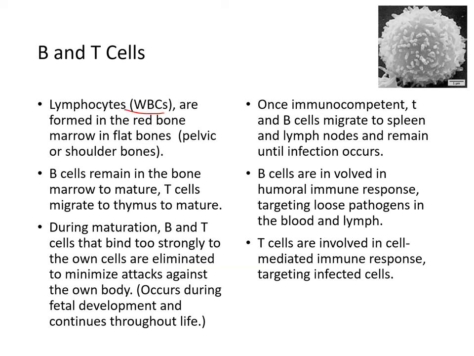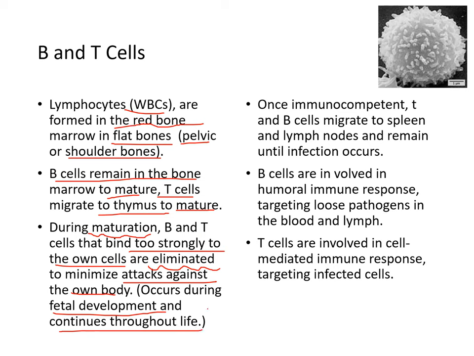So lymphocytes, white blood cells, are formed in the red bone marrow, in the flat bones, pelvic bones, or shoulder bones. B cells remain in the bones to mature. T cells migrate to the thymus to mature. And during the maturation, B and T cells that bind too strongly to the body's own cells are eliminated. This is what minimizes the attack against our own body. And this occurs in fetal development and continues throughout adult life. And once matured, they are considered immunocompetent.